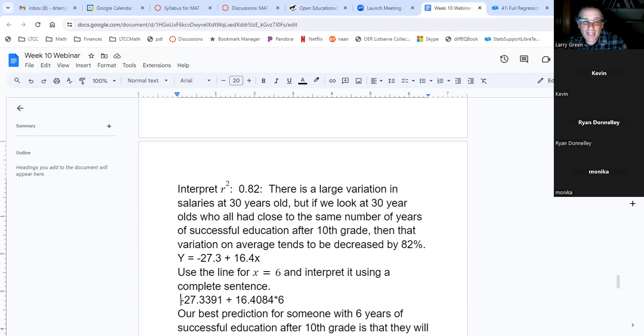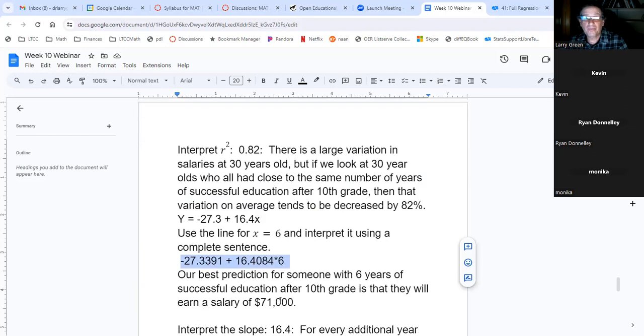So we would take negative 27.3391 plus 6.4084 times 6. And what I got was 71. So our best prediction for someone with 6 years of successful education after 10th grade is that they'll earn a salary of $71,000. Okay, notice it's a best prediction. It doesn't mean that it's a cause. We don't know for sure. It's just a prediction. Any questions on that?